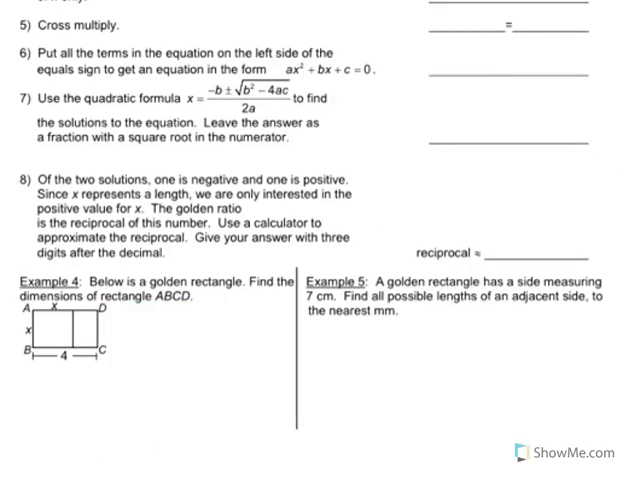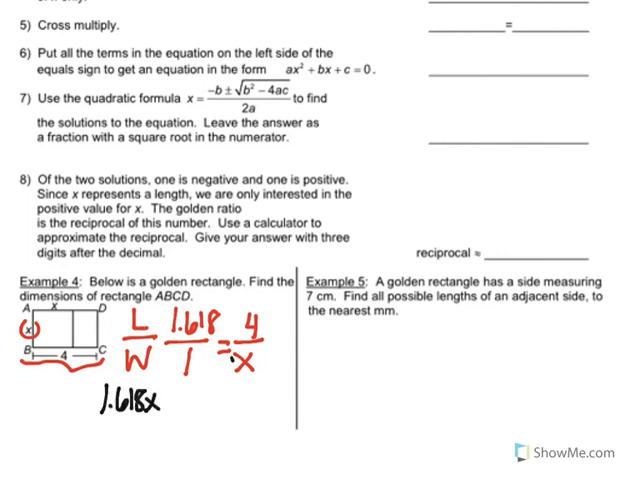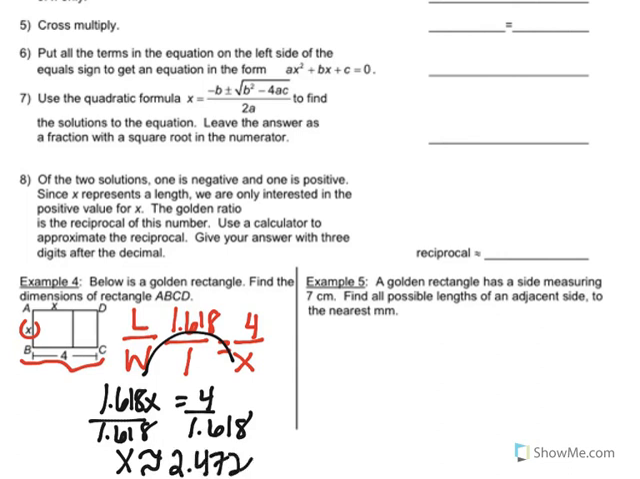Okay, it says, below is a golden rectangle. Find the dimensions of the rectangle ABCD. If it's a golden rectangle, the dimensions are going to be 1.618 to 1, length to width. Our length on this one is 4, to what? X is what we don't know. Then we use cross products. Cross multiply, and we get 1.618x is equal to 4. We divide each side by 1.618, and you get that x is approximately 2.472. So the dimensions of this rectangle would be 4 by 2.472. Okay, let's try the next one.